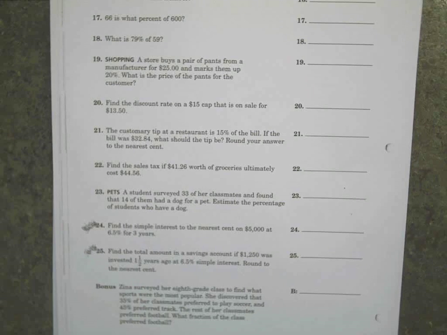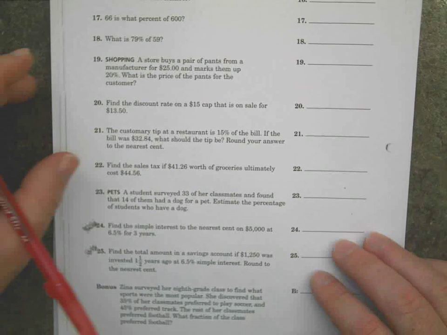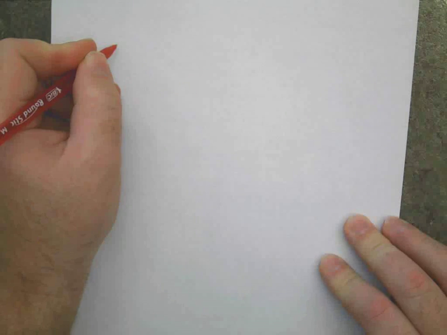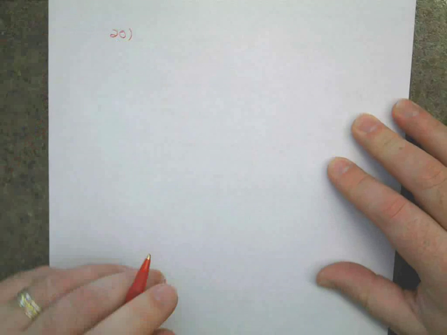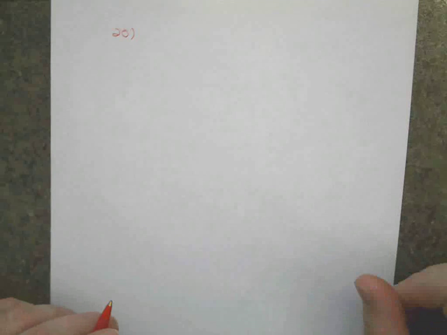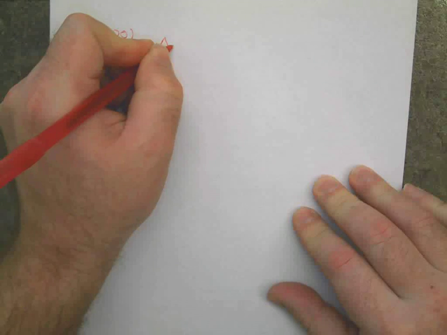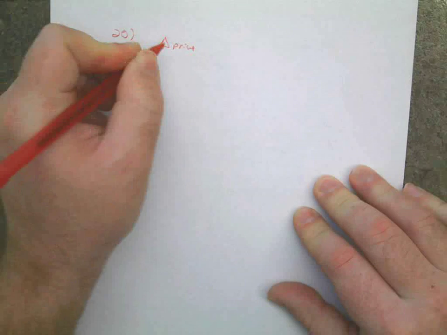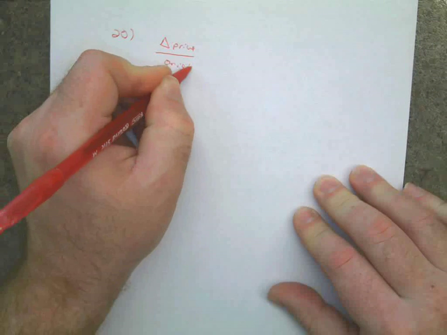Okay, question 20 says, find the discount rate in a $15 cap that's on sale for $13.50. So let me slide this over here, and we're on question 20. Zoom that out just a smidge. Question 20 says, I have a $15 cap on sale for $13.50. This is supposed to be your change in price, we did that little triangle for change of before, over the original.